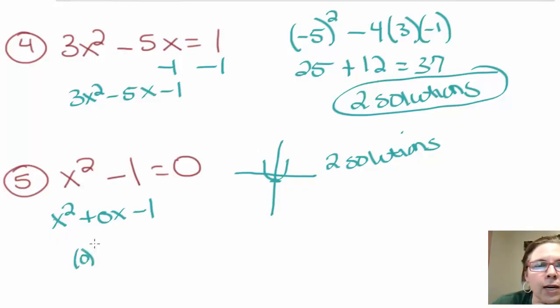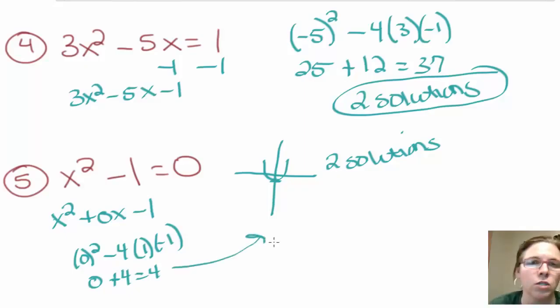So 0 squared minus 4 times 1 times negative 1. So 0 squared is 0, minus negative 4 and positive 1, so plus 4. So your answer would be 4. So you would also get two solutions. Either way, I don't care how you do it. Okay, and that is it.